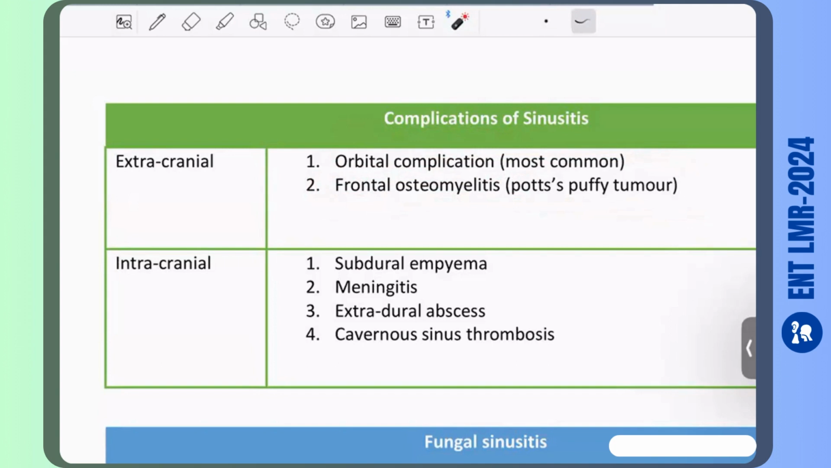What are the intracranial complications? It could be subdural empyema, meningitis, extradural abscess, and then cavernous sinus thrombosis. Okay, subdural empyema, meningitis, extradural abscess, cavernous sinus thrombosis.